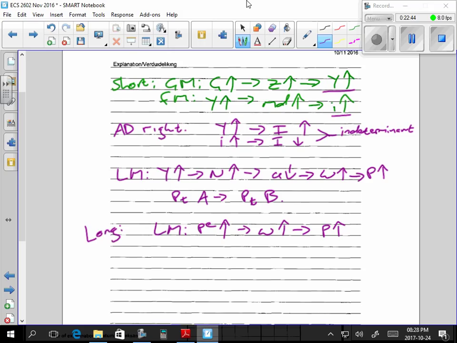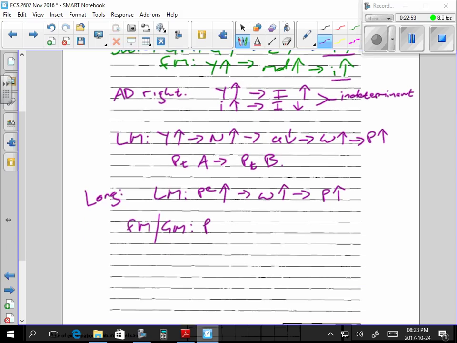In the financial and goods market, a price increase would decrease real money. Interest rate increases, investment spending decreases, demand for goods and services decrease, and output and income decreases. We move along the AD curve, and this is from point B to point C.